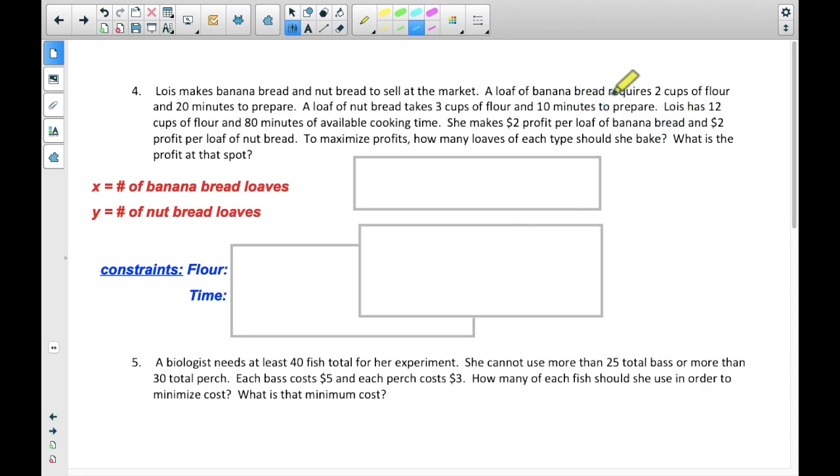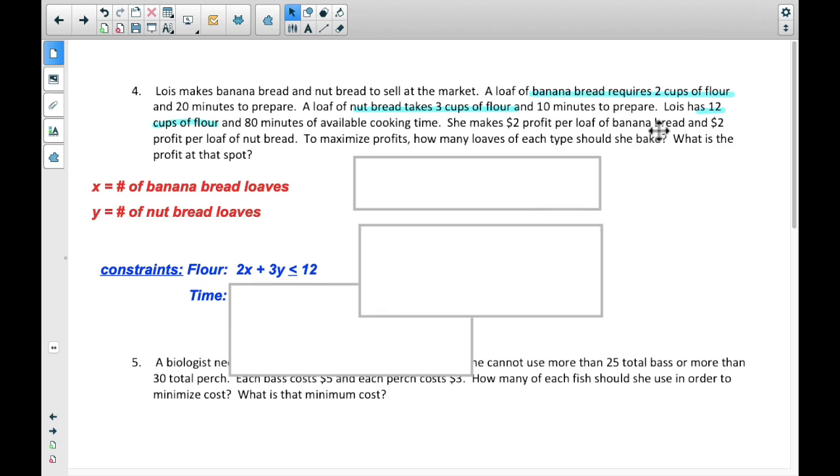Okay, so if we look at just the flour, we have a loaf of banana bread requires 2 cups of flour, and nut bread takes 3 cups of flour, and she has a total of 12 cups of flour altogether. So we're going to put those items together in an inequality. And so that's going to be 2x plus 3y is less than or equal to 12, because 2 cups of flour for the banana bread, 3 cups of flour for the nut bread, and 12 cups altogether.